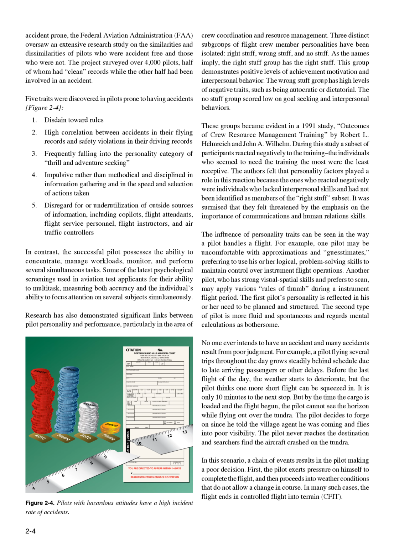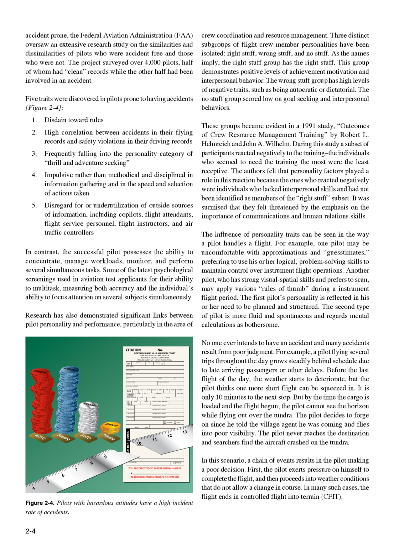No one ever intends to have an accident, and many accidents result from poor judgment. For example, a pilot flying several trips throughout the day grows steadily behind schedule due to late arriving passengers or other delays. Before the last flight of the day, the weather starts to deteriorate, but the pilot thinks one more short flight can be squeezed in. It is only 10 minutes to the next stop. But by the time the cargo is loaded and the flight begun, the pilot cannot see the horizon while flying out over the tundra. The pilot decides to forge on since he told the village agent he was coming and flies into poor visibility. The pilot never reaches the destination and searchers find the aircraft crashed on the tundra.